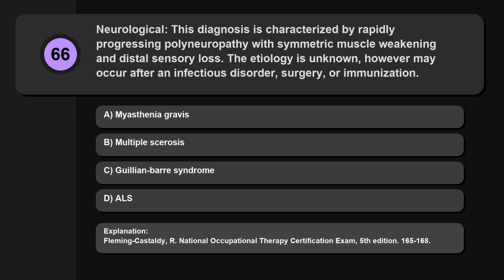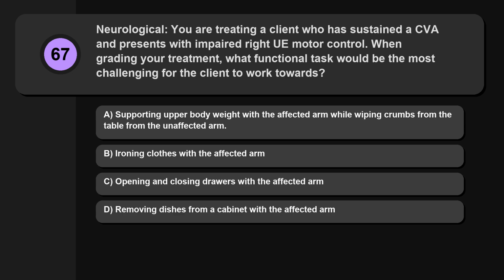165-168. Question 67. Neurological. You are treating a client who has sustained a CVA and presents with impaired right UE motor control. When grading your treatment, what functional task would be the most challenging for the client to work towards? Option A, supporting upper body weight with the affected arm while wiping crumbs from the table with the unaffected arm. Option B, ironing clothes with the affected arm. Option C, opening and closing drawers with the affected arm. Option D, removing dishes from a cabinet with the affected arm. The correct answer is option Nan.